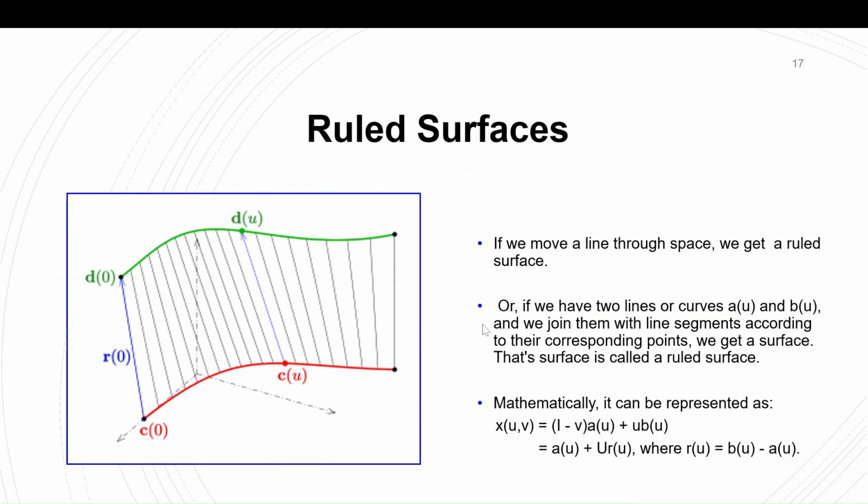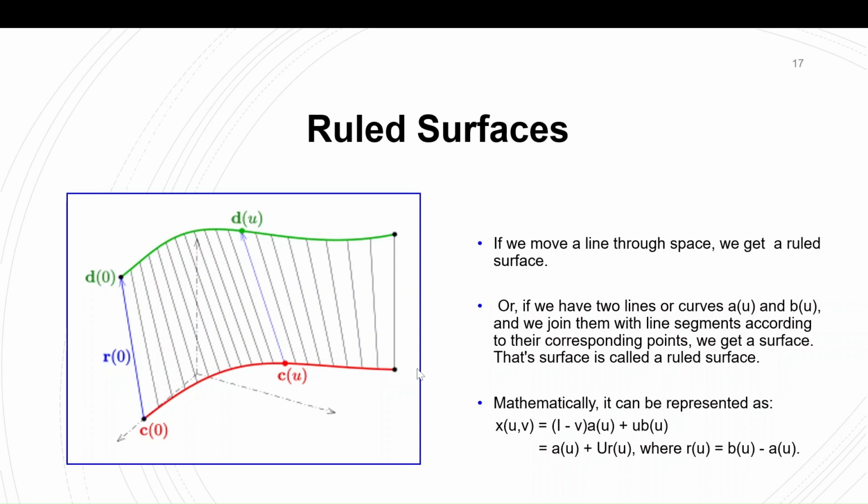Hello, good evening. So I'll be talking about ruled surfaces now. Basically, a ruled surface is obtained by moving a line through a space. It can also be formed when two curves or two lines are joined through line segments according to some corresponding points. So if you observe the figure on the left, B of u represents one curve and C of u represents another curve. And when both curves are joined through line segments, the final output figure that is obtained is the ruled surface. So these are the line segments that are used for joining both the curves.